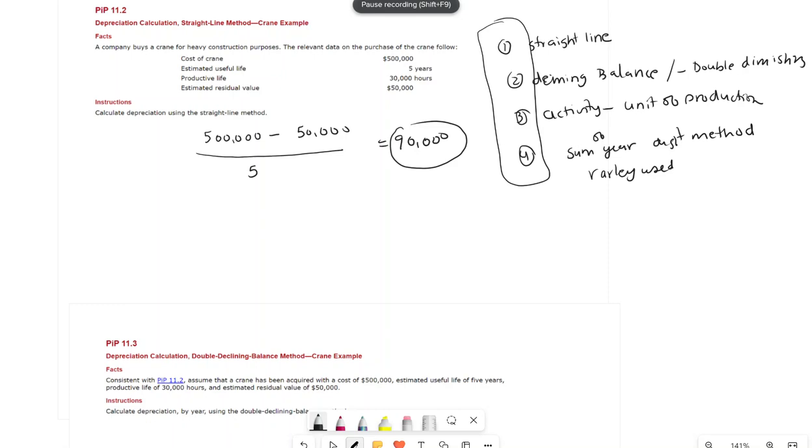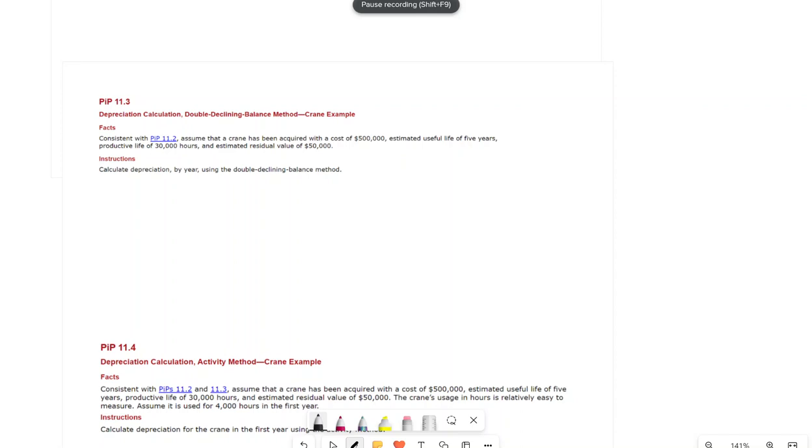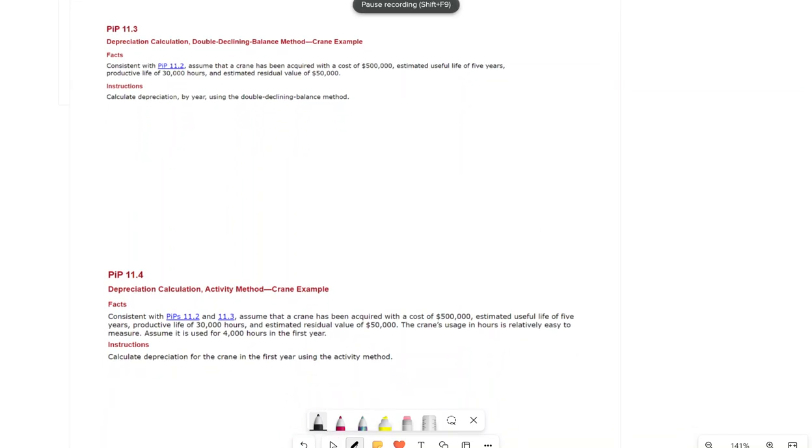Let's go to the next example and learn how to calculate the depreciation using the double declining. So you could have a declining method or double declining method, which means you will depreciate the asset double the rate of the straight line. So let's see how we do that.